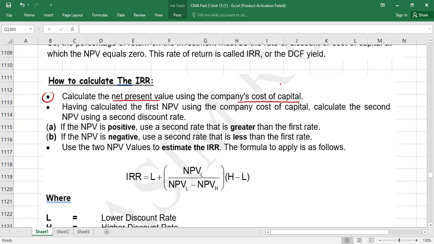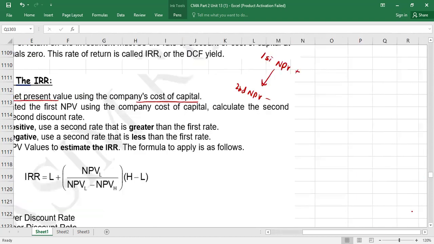Now, if the first NPV is positive, so then what do we need? We need the second NPV as negative. Right or wrong? For example, let's assume, I'm just telling you, for example, at 10% cost of capital, which was our original cost of capital, our NPV was positive. This is the first NPV, right? Now what you will do? You will calculate now the second NPV negative.